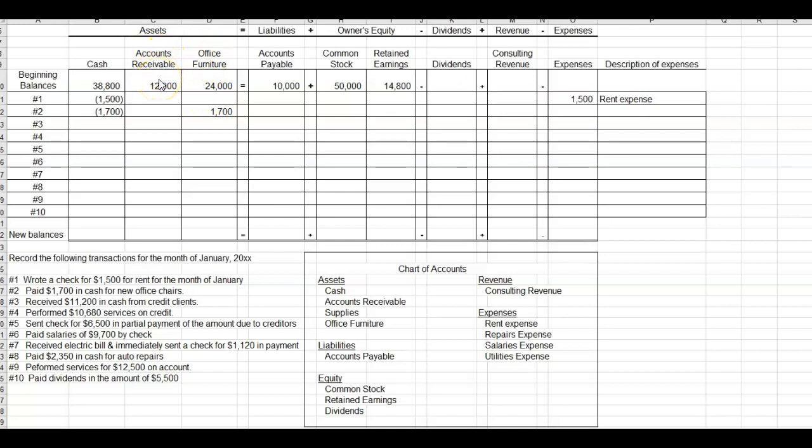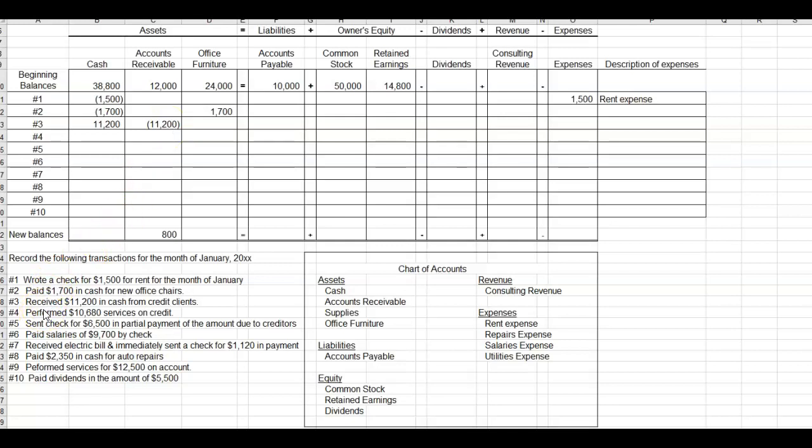Before this business transaction, our customers owed us $12,000. Now we are receiving payment for part of that amount. Now they've paid us $11,200. That should leave us an $800 balance in accounts receivable after the payment. Let's see if that's the way it works. Increase cash by $11,200. Decrease accounts receivable by $11,200. And yes, that does leave an $800 balance in accounts receivable after this transaction.